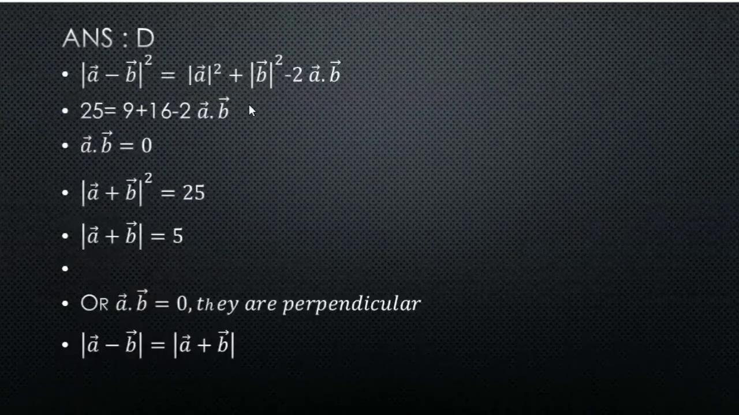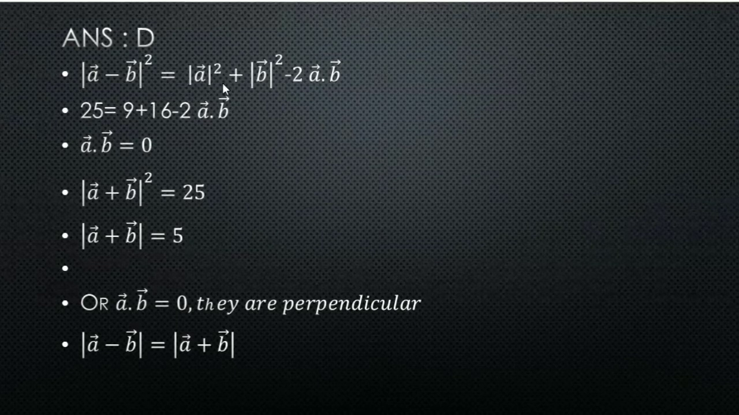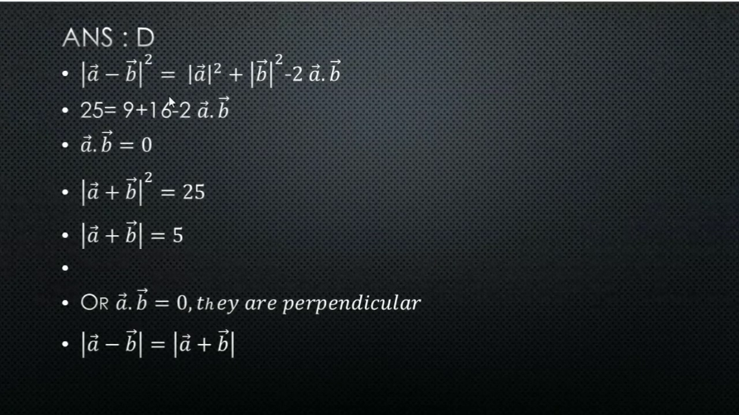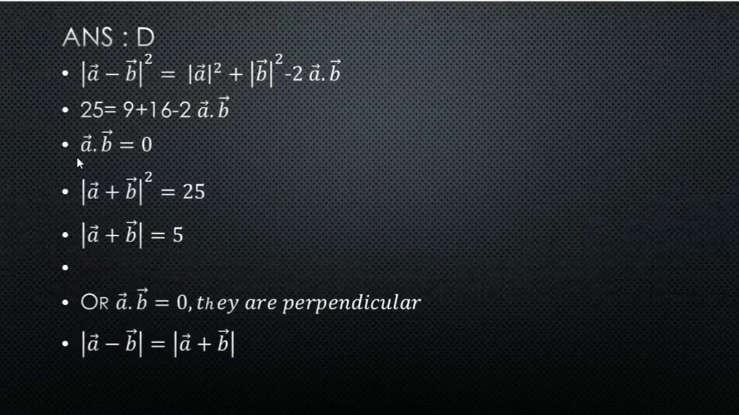So by using that, if you square on both sides, this will be now 25. Magnitude of A is given 3, so it will be 9. B is 4, it will be 16, minus 2 A vector dot B vector. Here it is 25, right? So it will get cancelled. A vector dot B vector is equal to 0. Now, A vector dot B vector equal to 0 means those two vectors are perpendicular to each other.